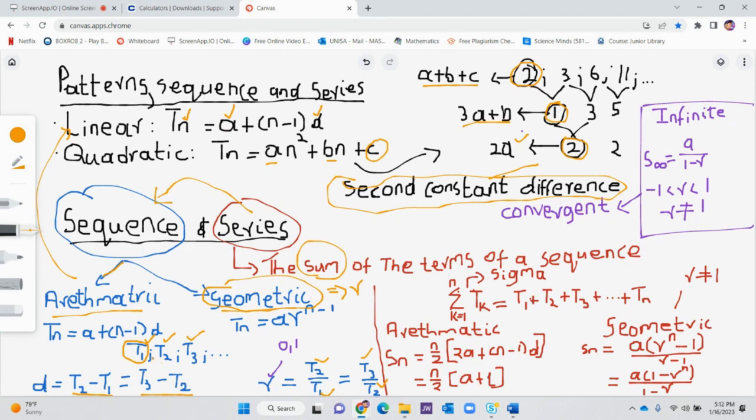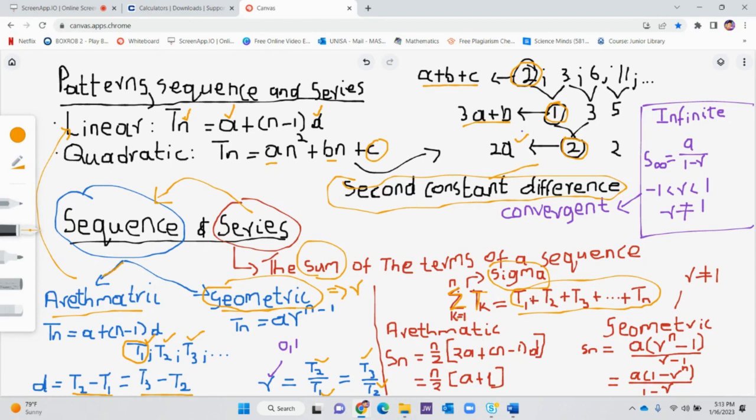If your sequence is T1, T2, and T3, add them together, then we call that a series. So when we have T1 plus T2 plus T3 plus up to the nth term, this can be represented by what we call sigma notation. A sigma is this sum symbol here. With Tk, this means sum these terms Tk starting from when k equals 1 up to n.